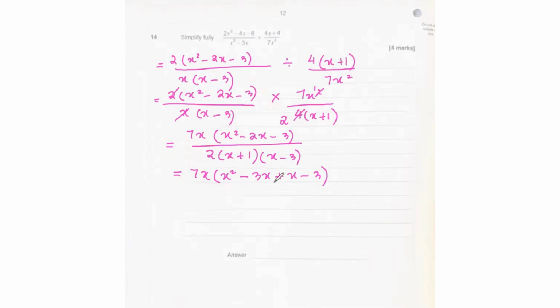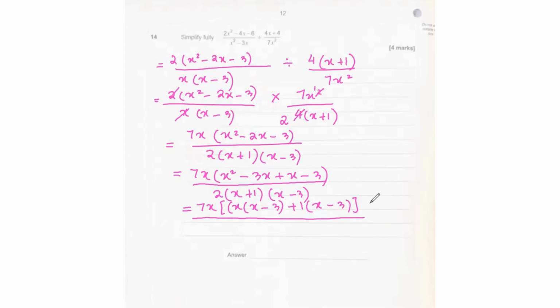What we did was we used the factors to replace the middle term. So 2x became negative 3x plus x, over 2 times x plus 1 times x minus 3. So now 7x bracket. Between x squared and 3x, we have x common. So x minus 3 plus 1 times x minus 3.